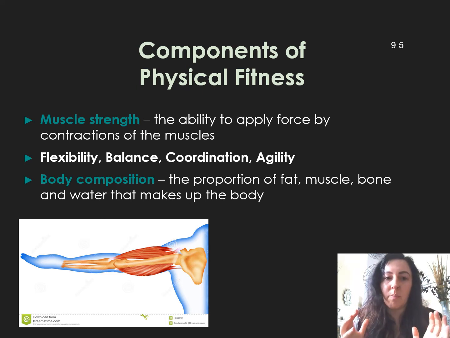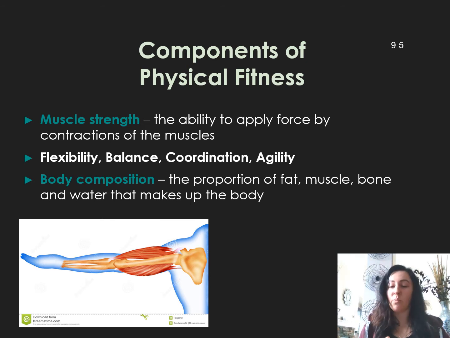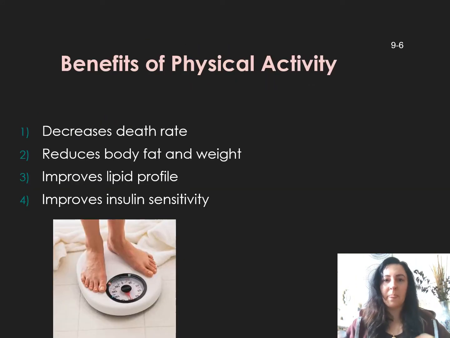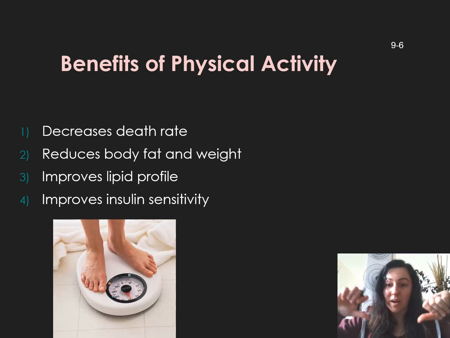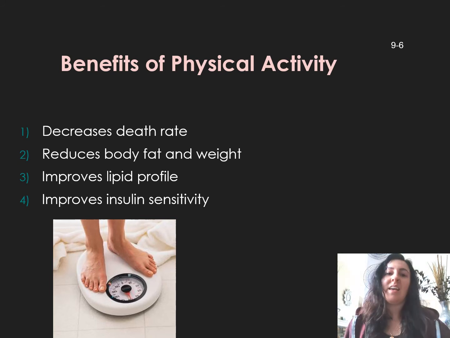Okay, so body composition, the proportion of fat, muscle, bone, and water that makes up all of this. Okay. All right, so some benefits of physical activity. So first of all, it's going to decrease your death rate. It's going to reduce your body fat and weight, improve your lipid profile, and then improve your insulin sensitivity.